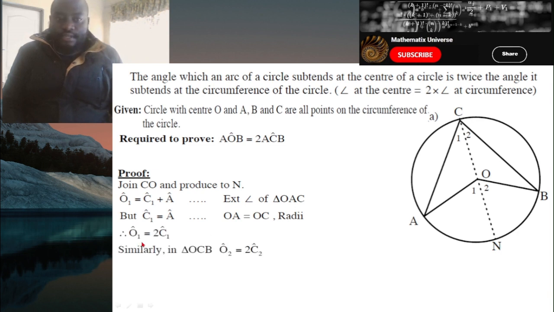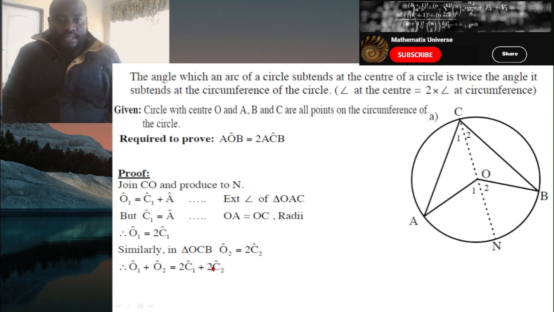Similarly, when we substitute C1 where A is, we end up with this equation here, where O1 will be equal to 2 times C1. And similarly, if we go into this other triangle here, we can repeat the same procedure and get that O2 is equal to 2 times this angle here.